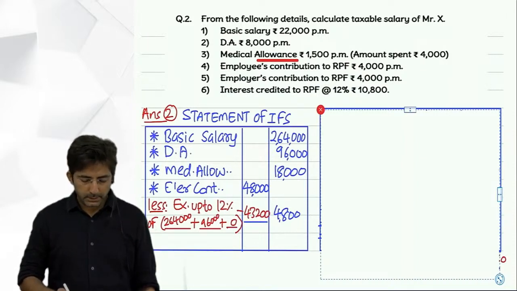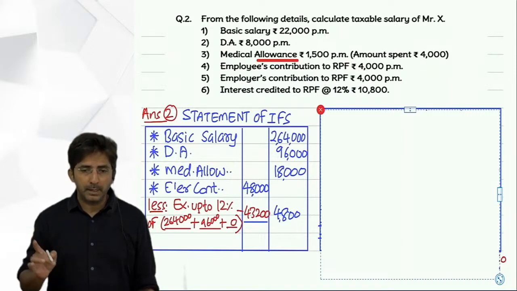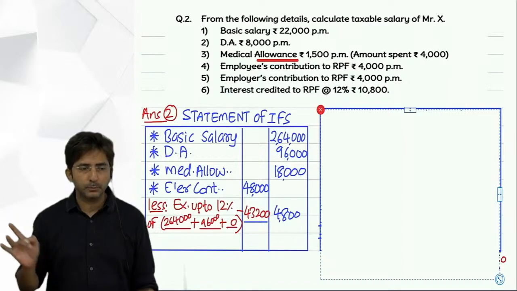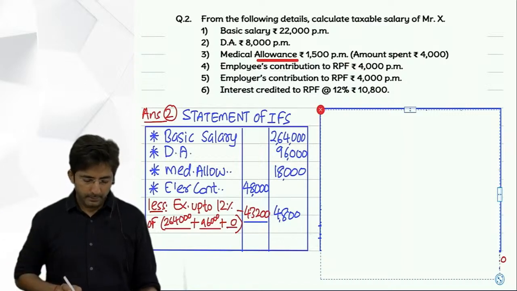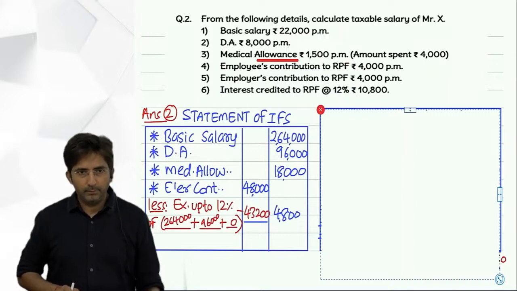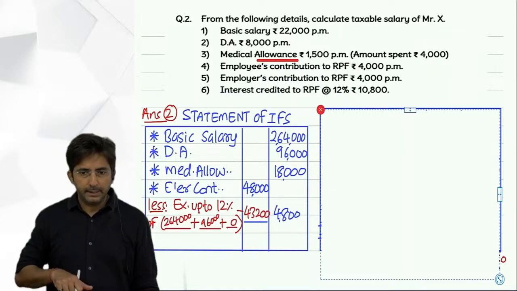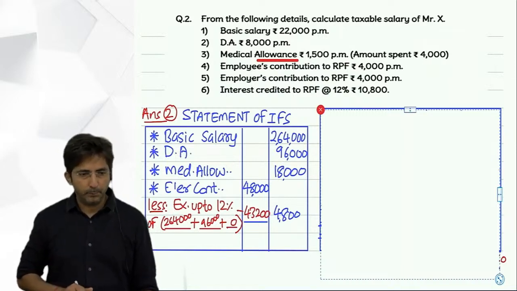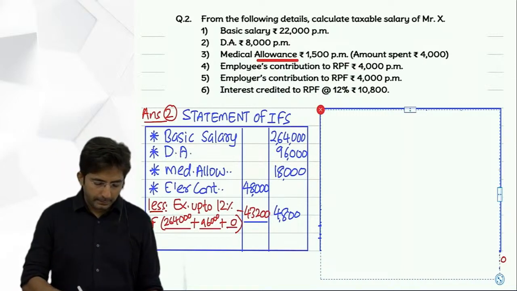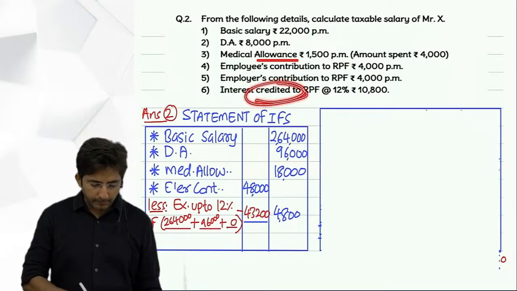Then what about interest? You should remember, 9.5 cross multiply. Given amount is interest only, but at the rate of 12. But we want interest at the rate of 9.5. So 9.5 cross multiply. Tell me why they have written the word credited.